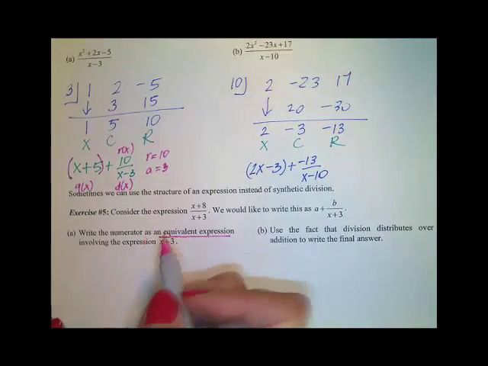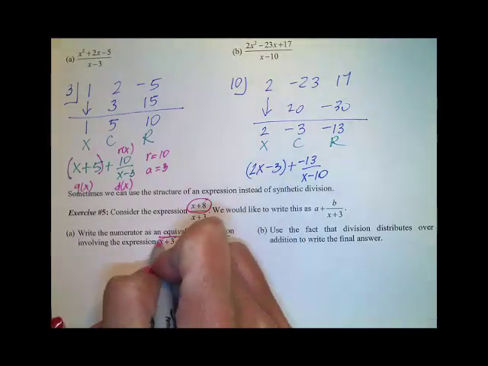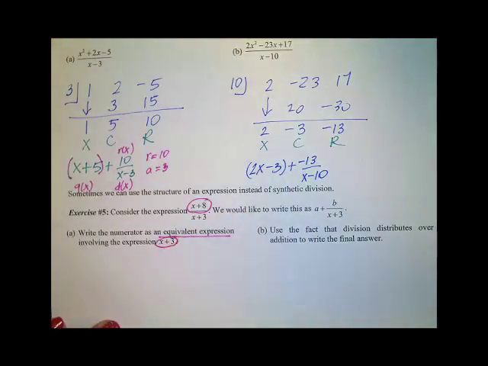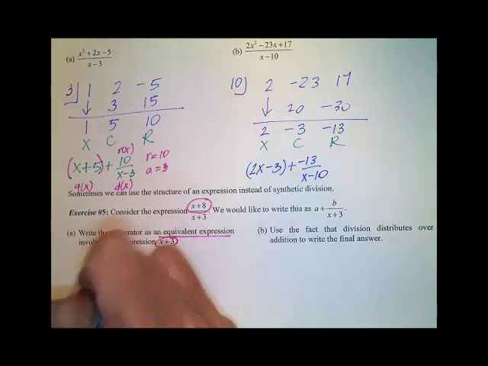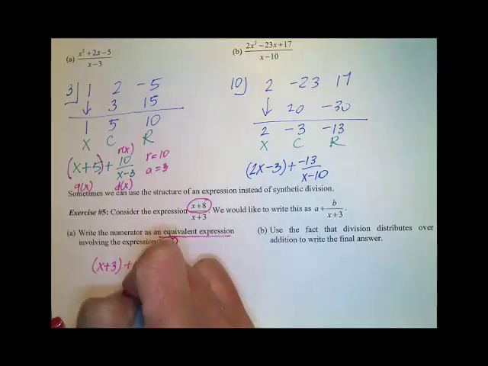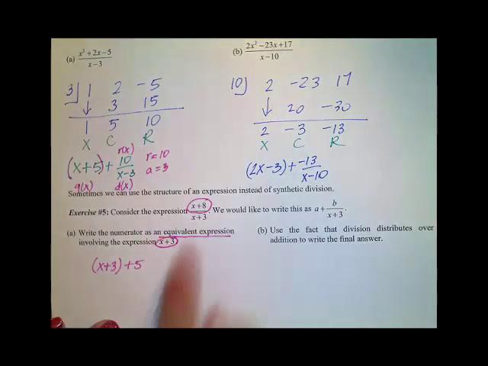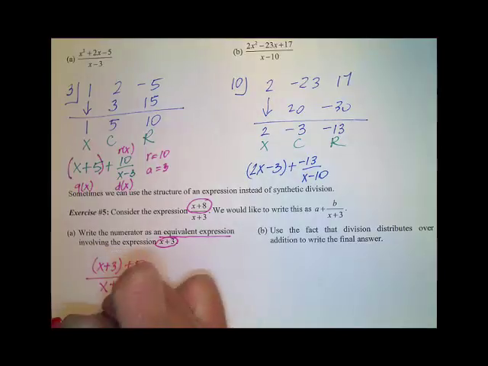So how can I make this numerator, x + 8, into x + 3 plus something else? Because I want to make it equivalent. So I'm going to take x + 3, and I'm going to add to it 5, correct? And that gives me x + 8. And I'm still going to divide by x + 3.